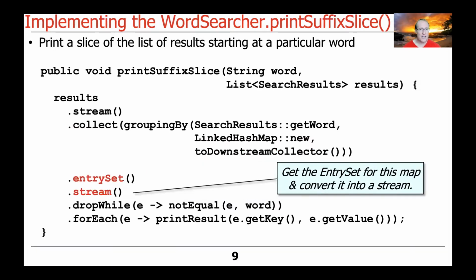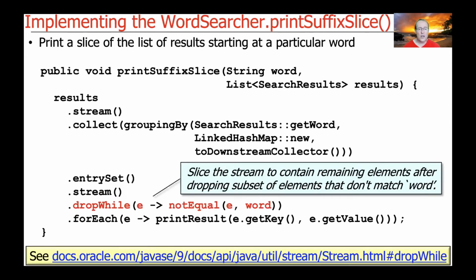Once we've got this map, we're then going to create the entry set for the map, which is basically a set of all the entries. Then we stream that entry set to make it a stream of entries. The stream will be a stream of these key-value pairs, the string to the list of indices. We're then going to use the dropWhile method. While we haven't found a key that matches the word we're looking for, we just drop each of those entries in the stream, so they're ignored.